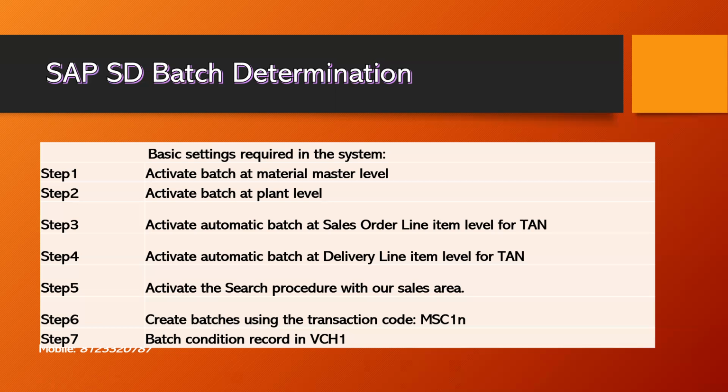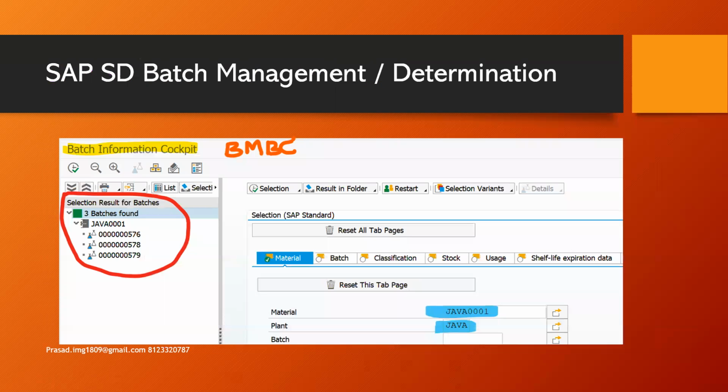Also, we can create the batches using the transaction code called MSC1N. And batch condition record can be created using the transaction code VCH1. So these two transaction codes, we can see them in the batch management information cockpit. So that also we will see in the system.